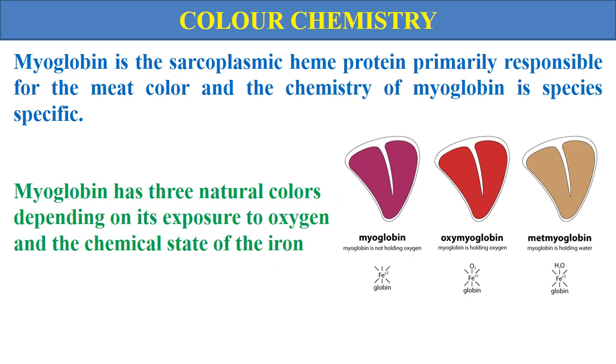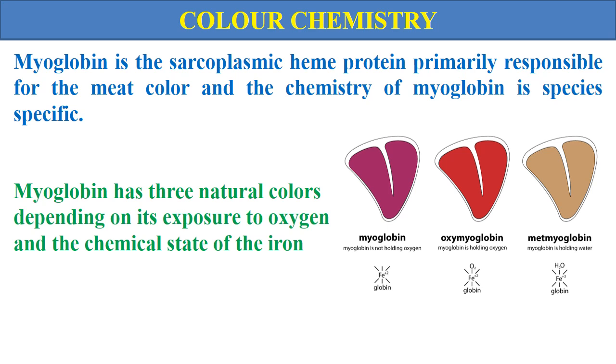Now we will see the effect of marination on color. So before we go, let us once again recapitulate the meat color and its background. Myoglobin is the muscle pigment which plays an important role for the color. That is a heme pigment or heme protein present in sarcoplasm. Primarily it is responsible for meat color, and the chemistry of myoglobin is species specific, and so many other environmental factors play an important role for actual color.